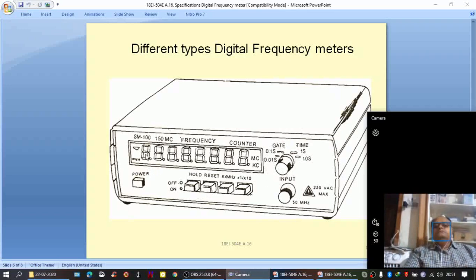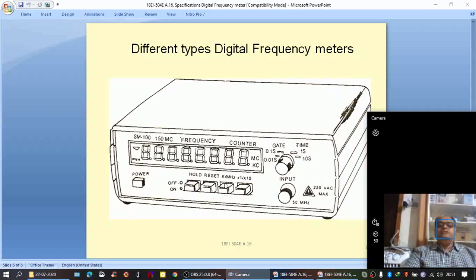And this meter is having an 8-digit display. Here this is megacycles and kilocycles. It is a 150 megacycle frequency counter. So, it can measure up to 150 megahertz. And here this is the hold button, and here it is the reset button.